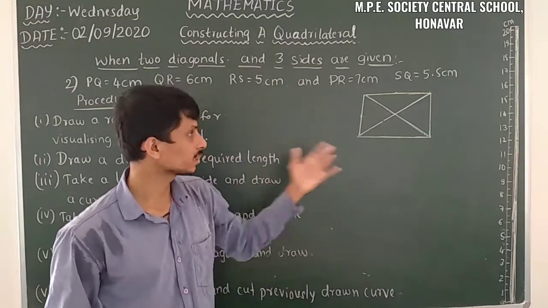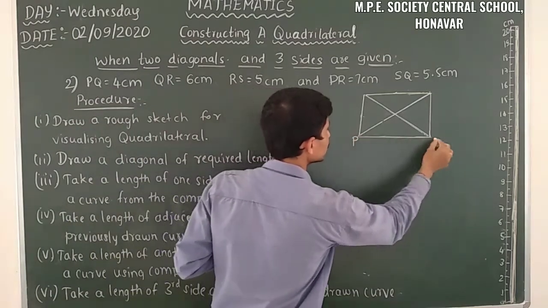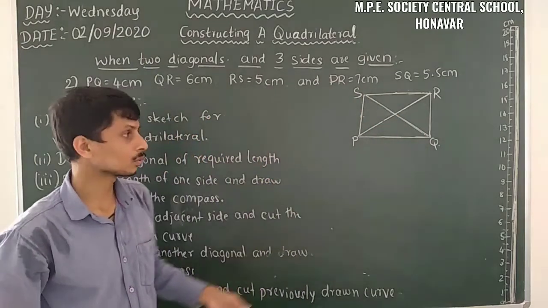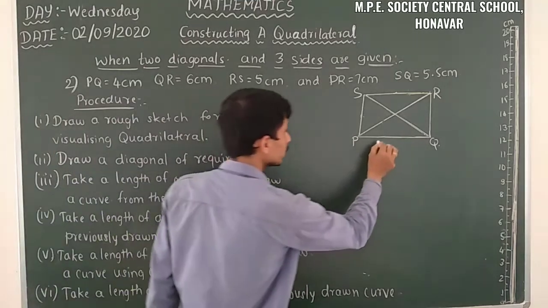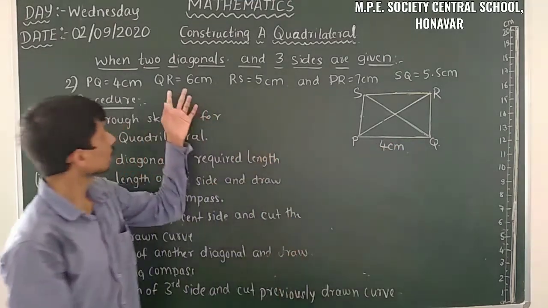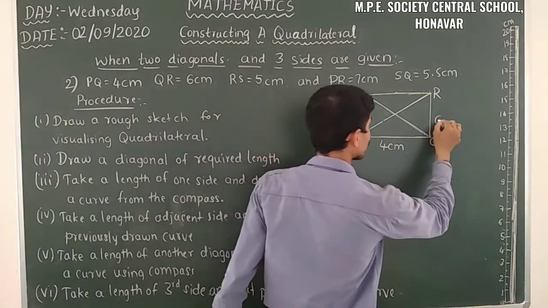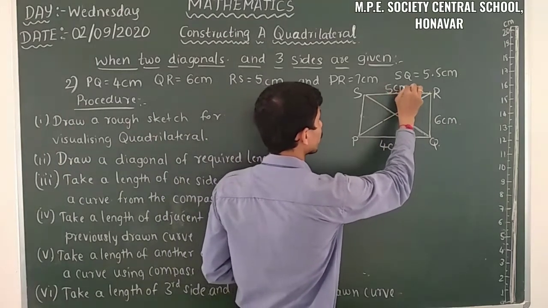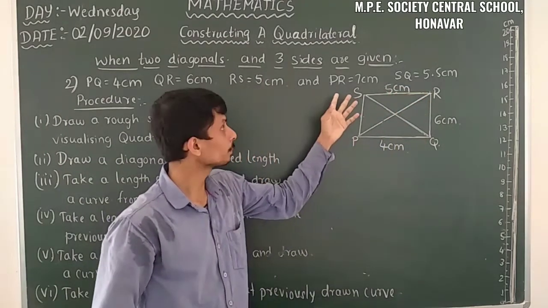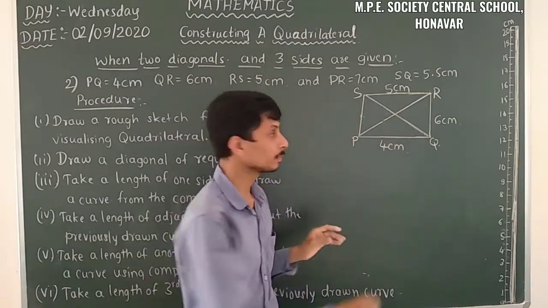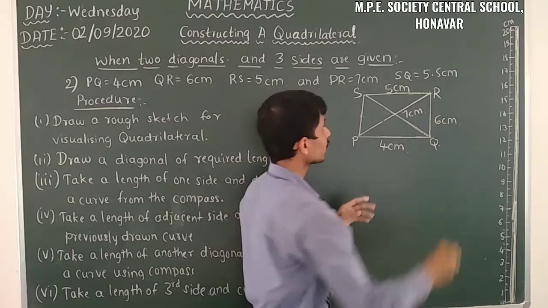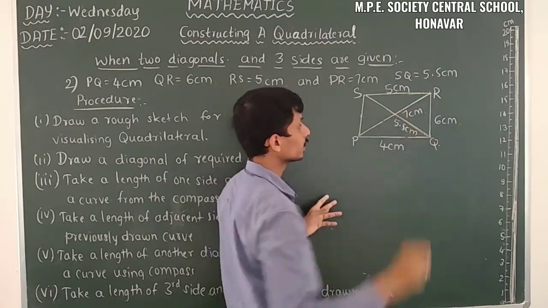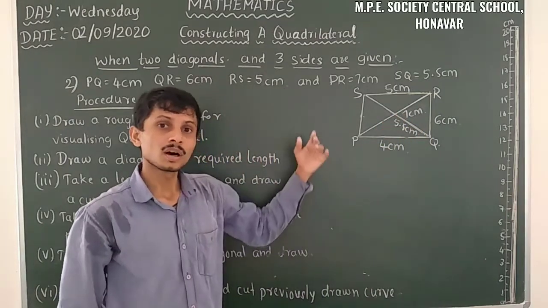Just go with the procedure. Firstly we have to draw the rough sketch for that. So it's a PQRS quadrilateral. Here, what are the lengths? Firstly PQ is equal to 4 centimeter, and then QR is 6 centimeter. Then RS is 5 centimeter. Then the diagonal PR is 7 centimeter. Then SQ is 5.5 centimeter, it is given.